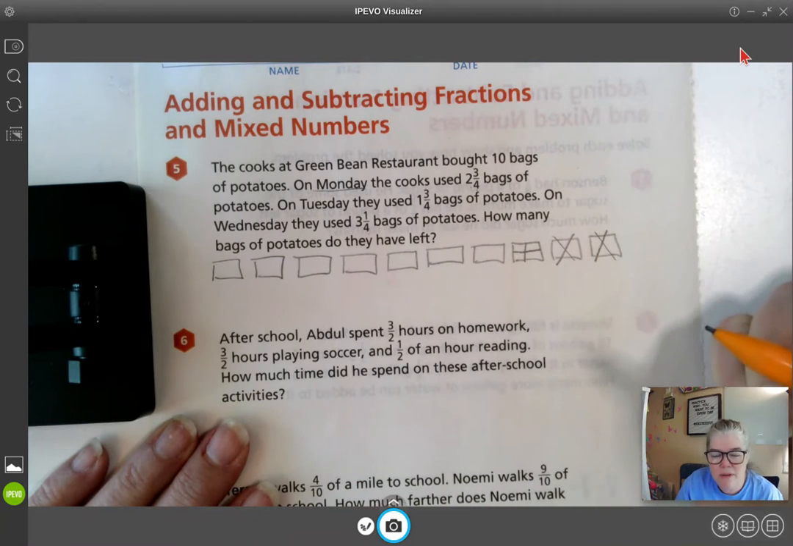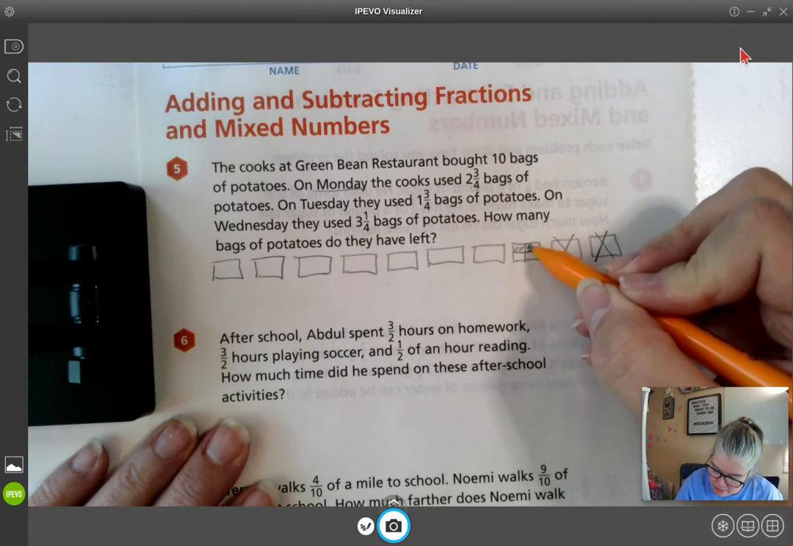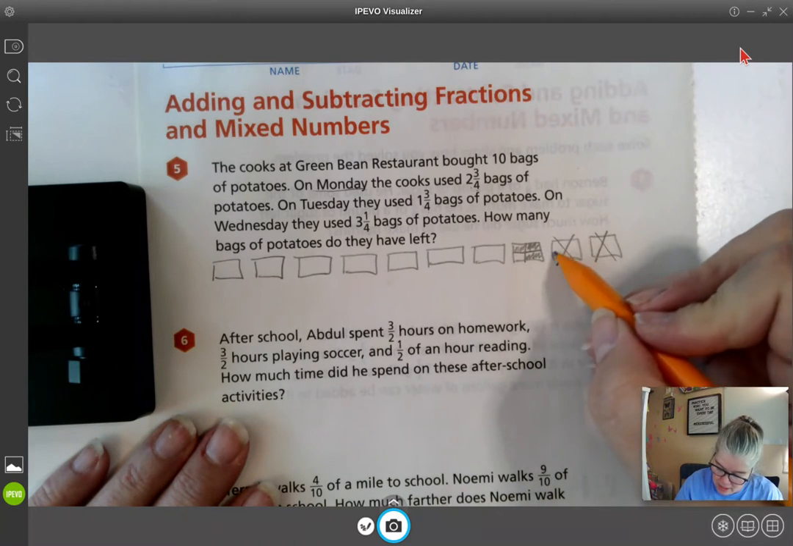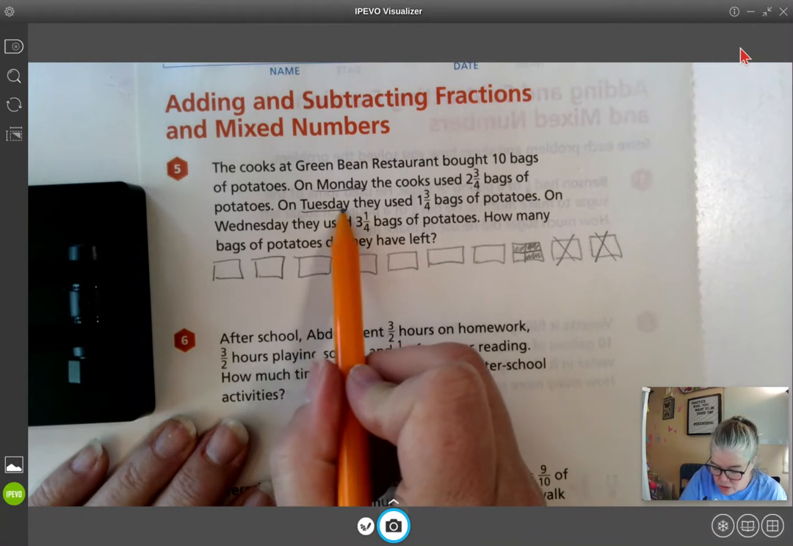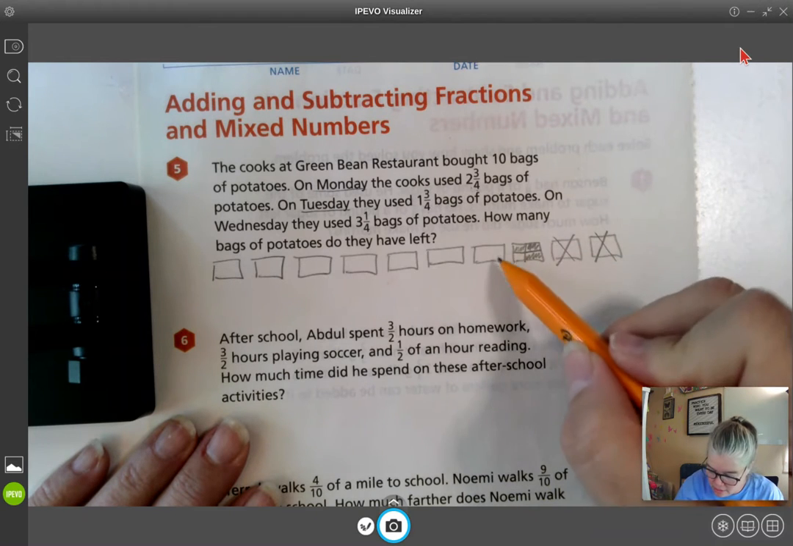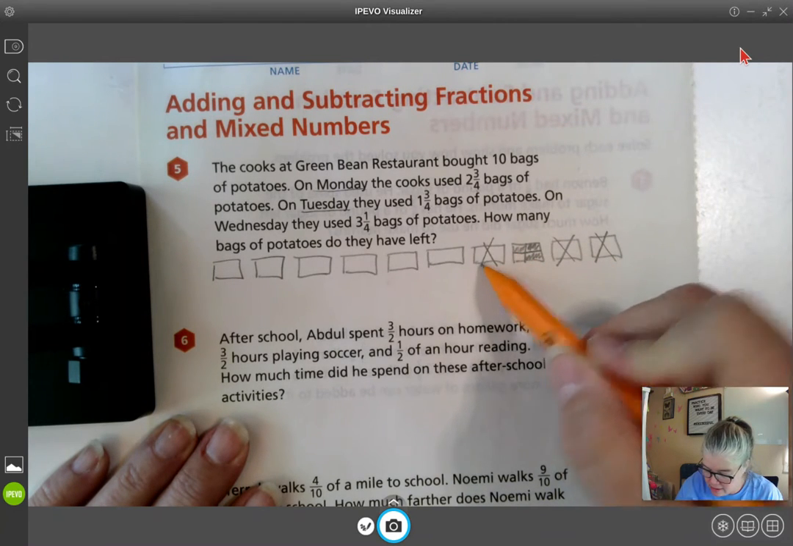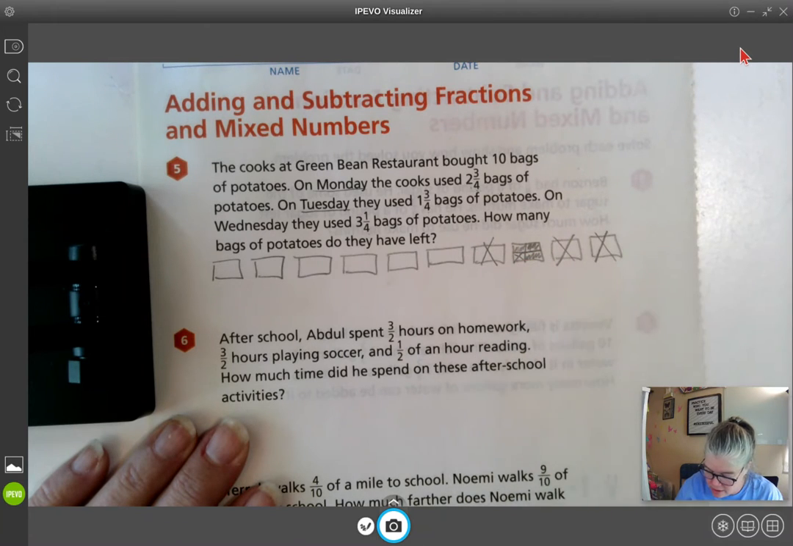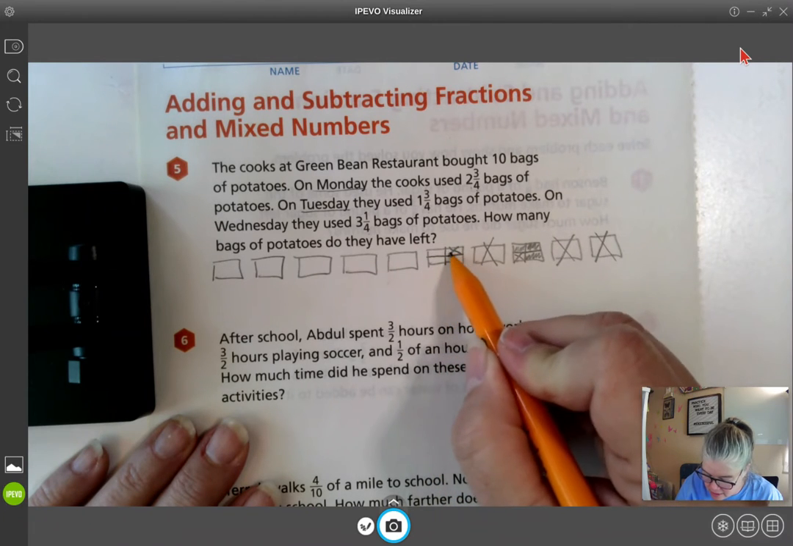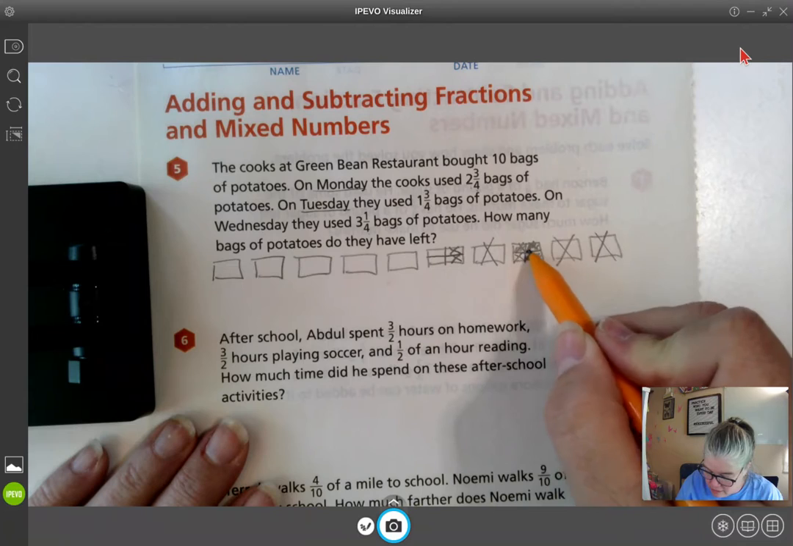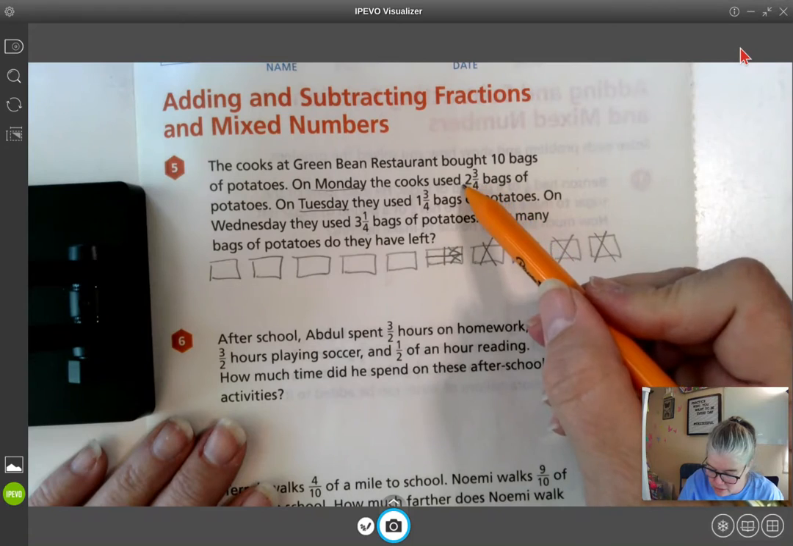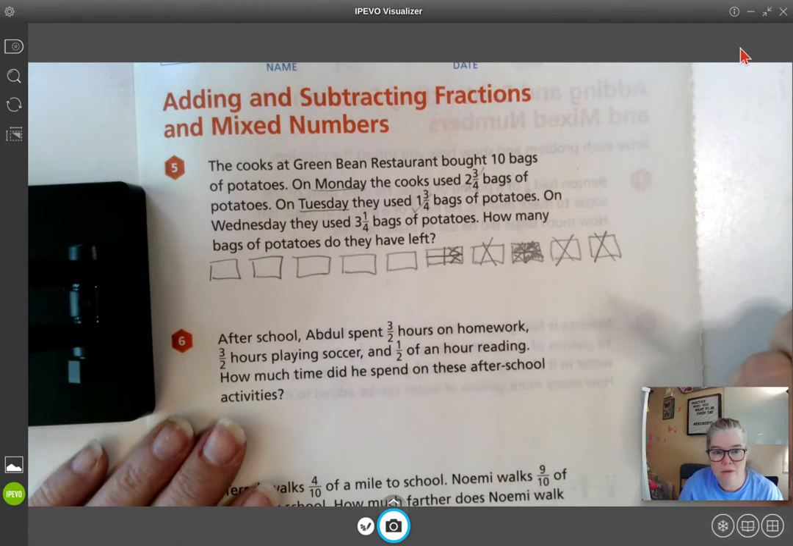So let me split that into fourths. And I'm going to cross off 3/4 of that next bag. Okay, so there's 2 3/4. Well, next it said on Tuesday, they used 1 3/4. So I know I used 1 more whole bag, and I can cross off this fourth, and then I need to cross off 2 more fourths. So let's break this one into fourths, cross that one and that one off. So now I've used 4 whole bags and a half of the next. So I took off 2 3/4, and then I took off 1 3/4.